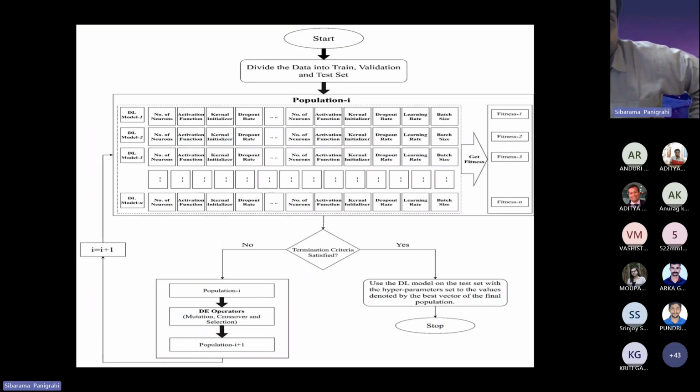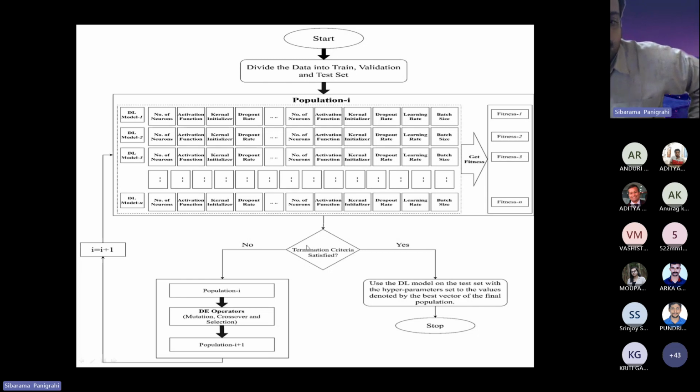First, we have to divide the data into train, validation, and test sets. Then we have to generate a population of deep learning models with varying parameters. We have encoded different deep learning models in decision vectors, or chromosomes, or position vectors. Then, by using the train set, we obtain the model parameters, and by using the validation set, we obtain the fitness of each deep learning architecture.